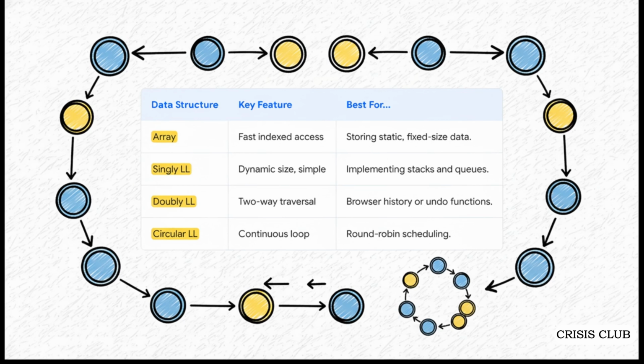You have to ask yourself, is my data static and I just need super fast access by index? Then yeah, an array is probably your best bet. Do I need a list that's dynamic, that can grow and shrink really easily? A singly linked list is perfect. Do I need to go both forwards and backwards, like with browser history? That's a job for the doubly linked list, no question. And for anything that needs to repeat endlessly, the circular linked list is designed for exactly that.